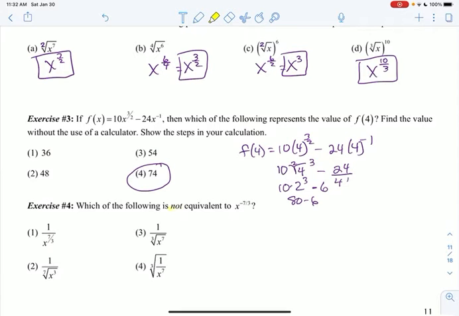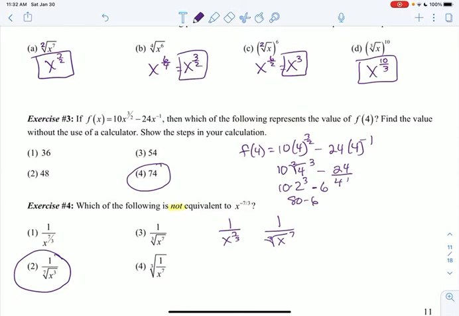And the last one on this page wants to know which is not equivalent to x to the negative 7/3. Let's start off by making it positive, so 1 over x to the positive 7/3. Now let's write it as a root, so the 3 is the root, and the 7 is the exponent, and then let's look to see if I see anything that looks like that, and it looks like it is choice 2.